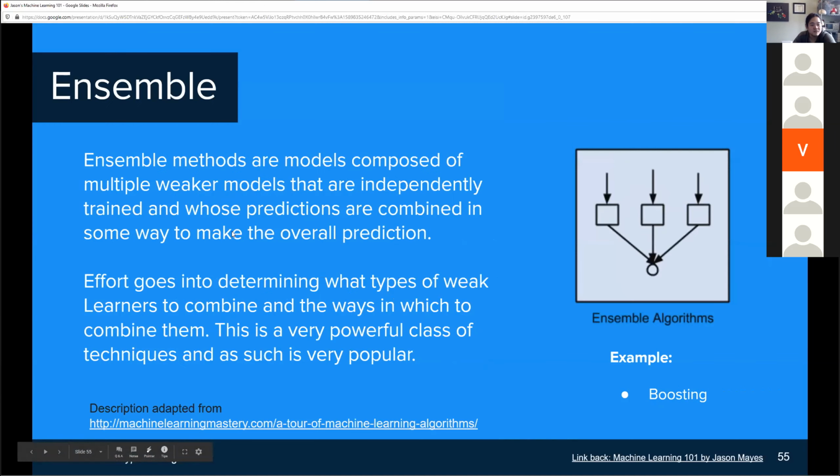What is this? I don't know anything about this. Ensemble methods are models composed of multiple weaker models that are independently trained and whose predictions are combined in some way to make the overall prediction. Oh, I actually did this. I didn't know this, but you hear some boosting algorithms. This is what they do.